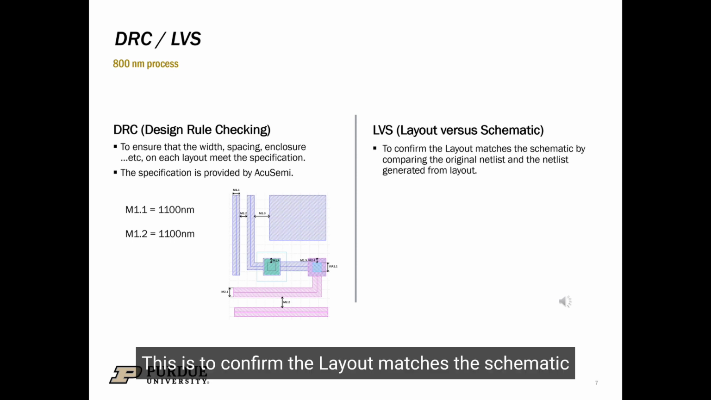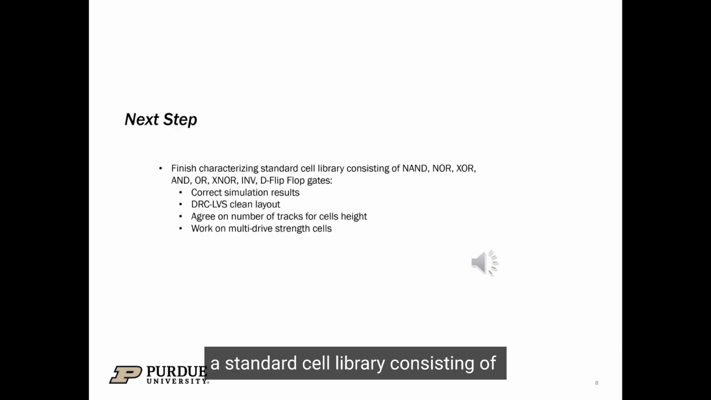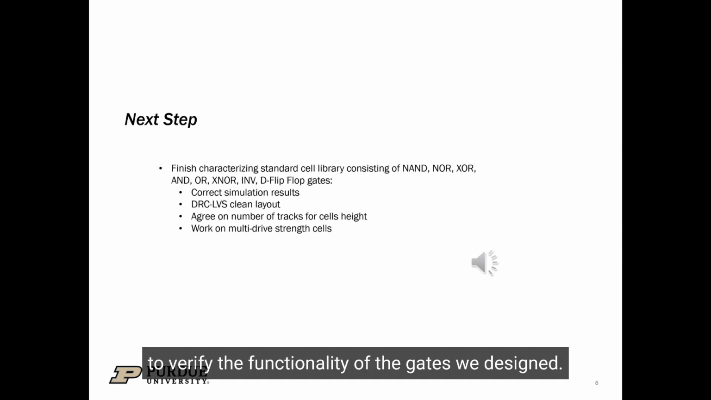This is to confirm the layout matches the schematic by comparing the original netlist and the netlist generated from the layout, so that we have the correct circuit. Our goal is to finish characterizing a standard cell library consisting of NAND, NOR, XOR, AND, OR, XNOR, inverter, and D flip-flop gates. This goal includes having the correct simulation result to verify the functionality of the gates we designed.